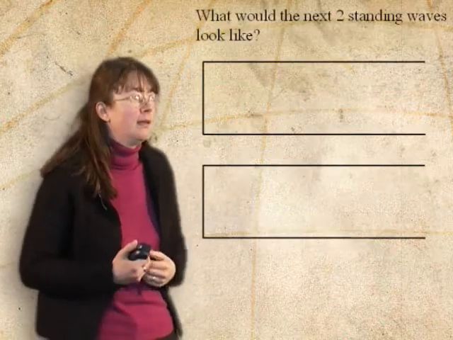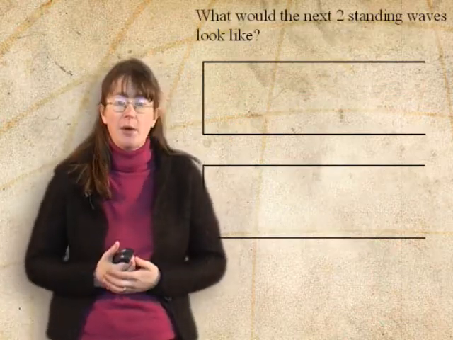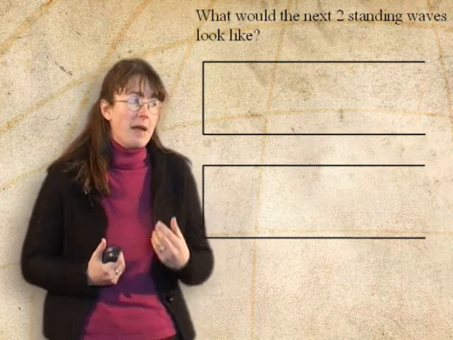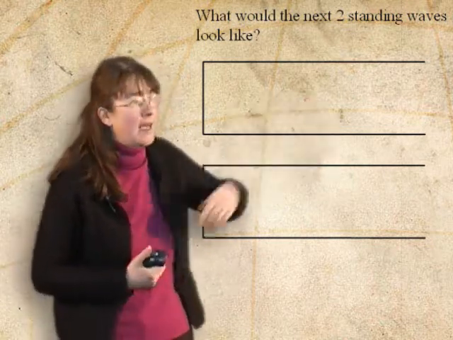Now, what would the next two standing waves look like in this case, remembering that we have a node at one end and an antinode at the other?